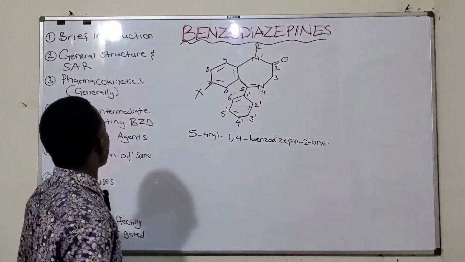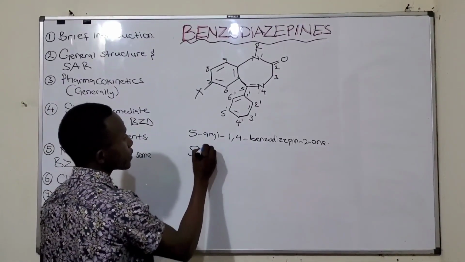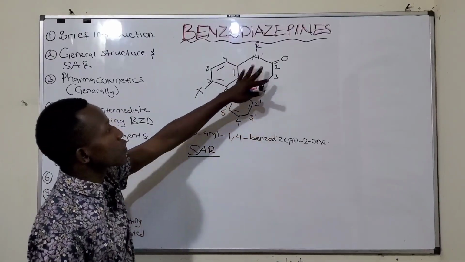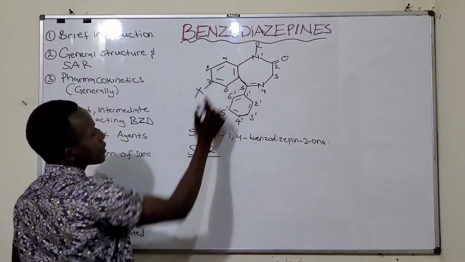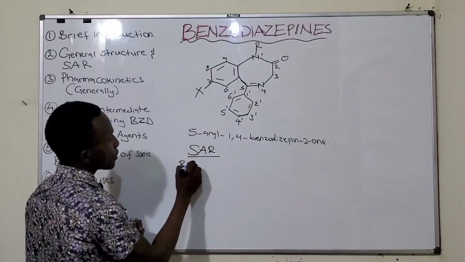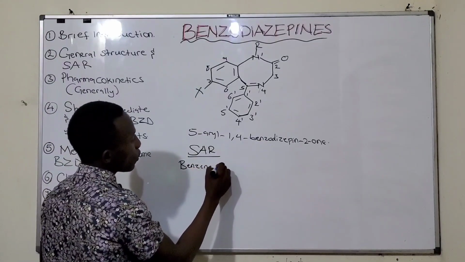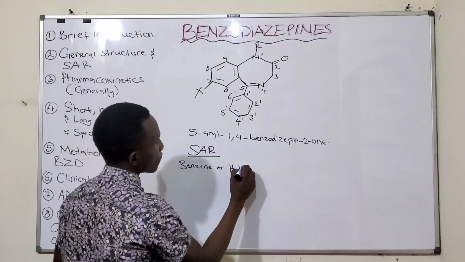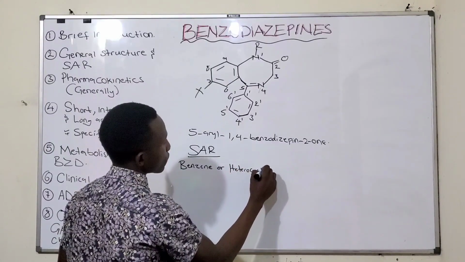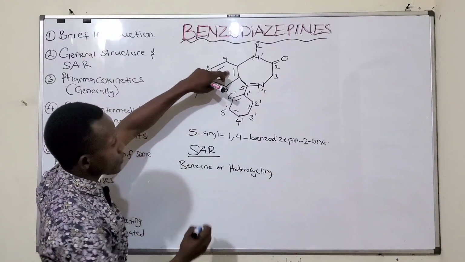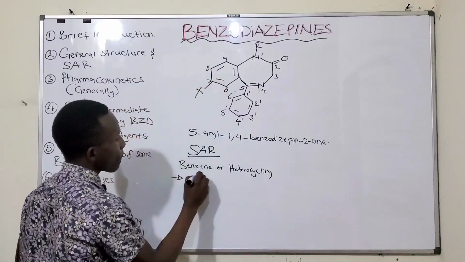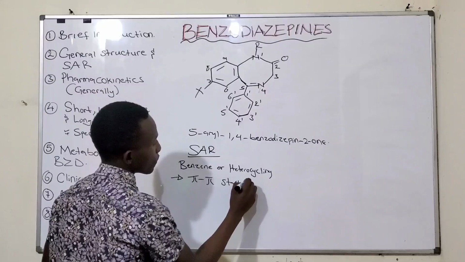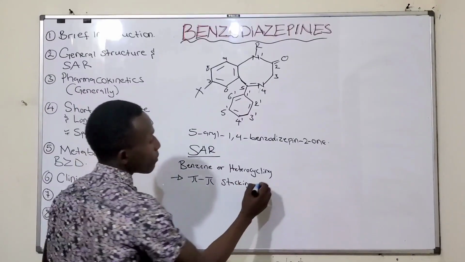For the general SAR, let's begin with this ring, the benzene ring, or it can be heterocyclic for some benzodiazepines. This ring is responsible for pi stacking at the GABA receptor.